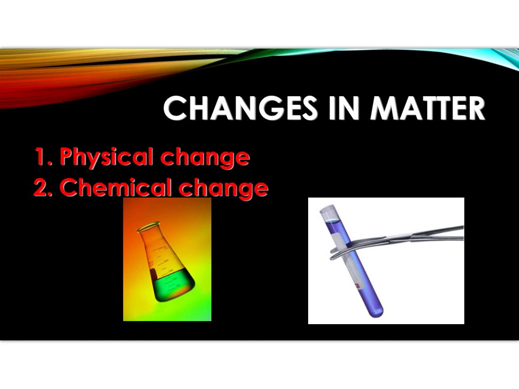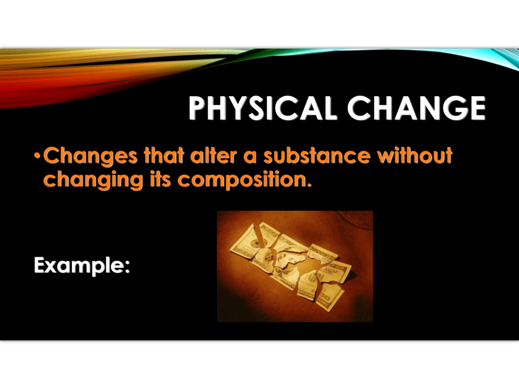So now that we've talked about a physical property and a chemical property, let's talk about changes, a physical change versus a chemical change. Again, on the left side of that T-chart, a physical change is a change that alters a substance without changing its composition. So if you take this $100 bill, if I rip it into tiny pieces, it's still a $100 bill. Its properties have not changed. I may not be able to use it in the store, but as far as its properties, they remain the same.